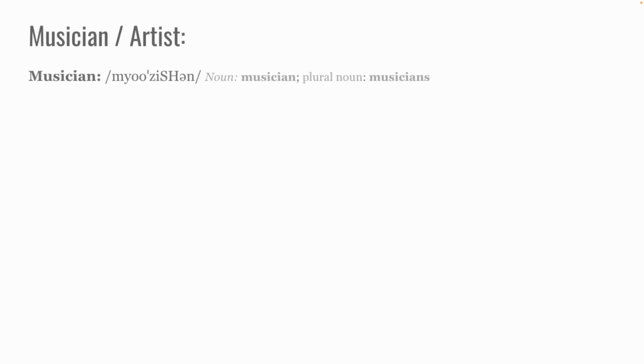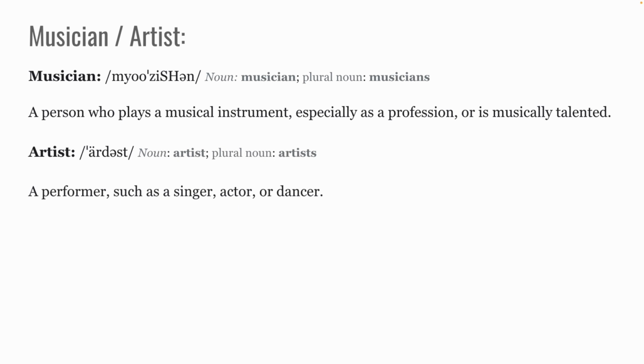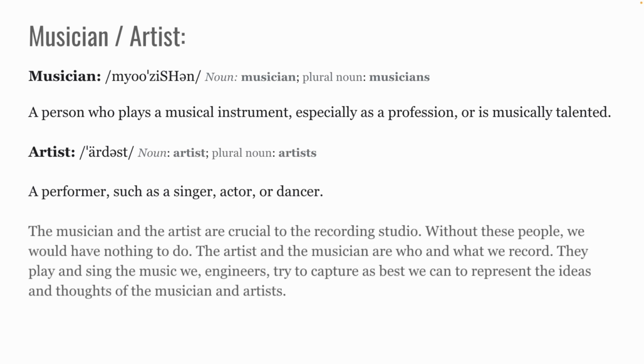The musician and the artist. The musician is a person who plays a musical instrument, especially as a profession, or is musically talented. The artist, a performer such as a singer, actor, dancer. The musician and the artist are crucial to the recording studio.